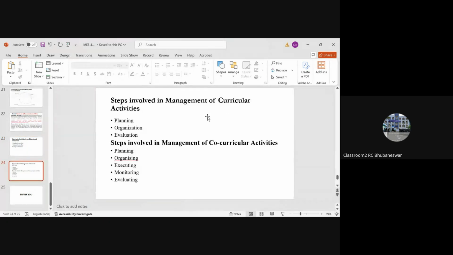Steps involved in the management of curricular activities. There are 3 steps to manage curricular activity. 3 steps we have to follow. What are they? One is planning, second one is organizing, third one is evaluating.